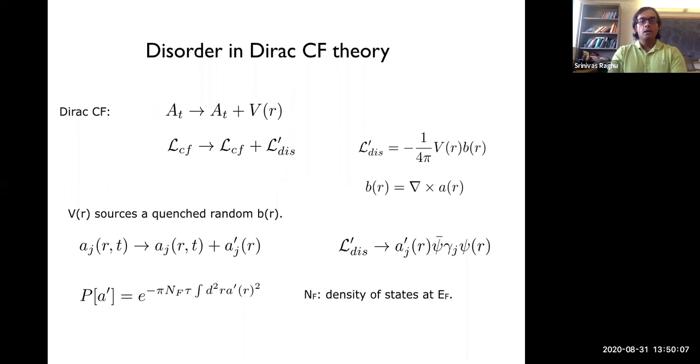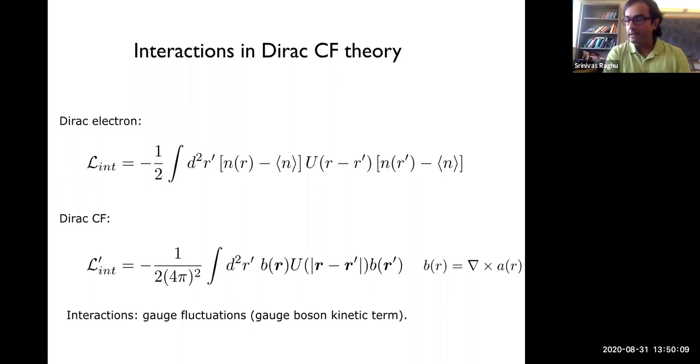Okay, so then we ask about interactions. So the interactions in the electron coordinates are density-density interactions. Since the density of electrons is related to the flux, this will be some flux-flux interactions in the Dirac composite fermion representation. Okay, so since this is quadratic in the gauge field, the interactions manifest themselves as gauge fluctuations. As you can see, this is going to be some gauge boson kinetic term.